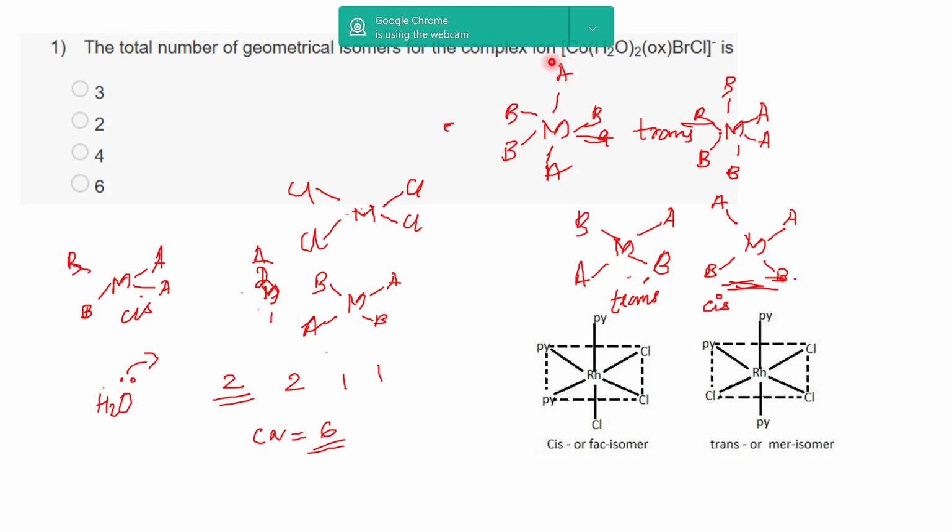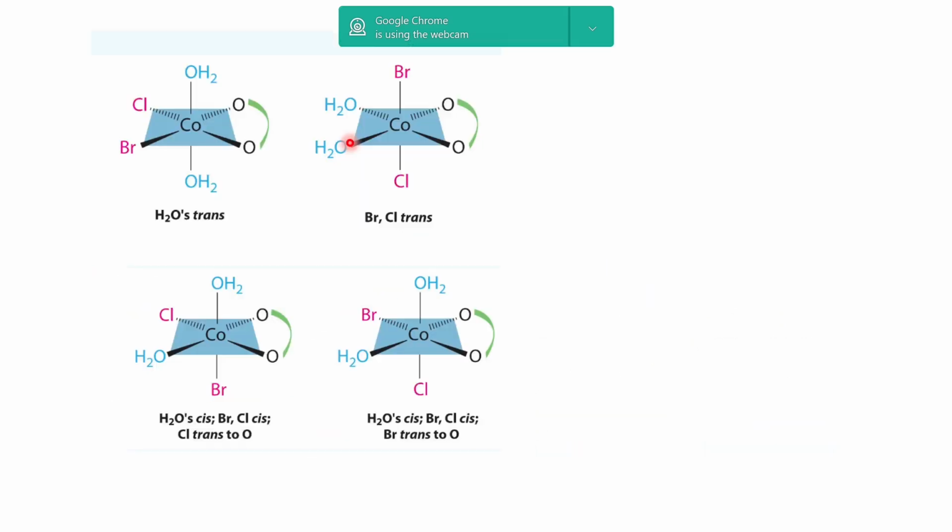So in this question we have to find out the number of geometrical isomers. I'll just show the solution, because I cannot write it on the slide. So we have four geometrical isomers possible for this complex, because with respect to water it is either trans, or with respect to water it is cis. So this is one set.